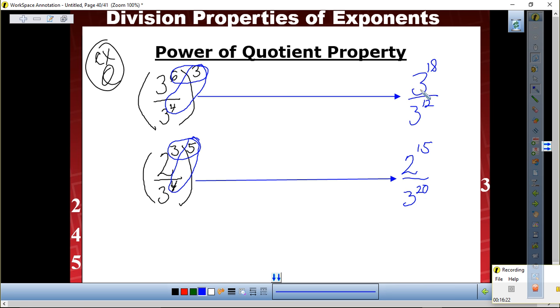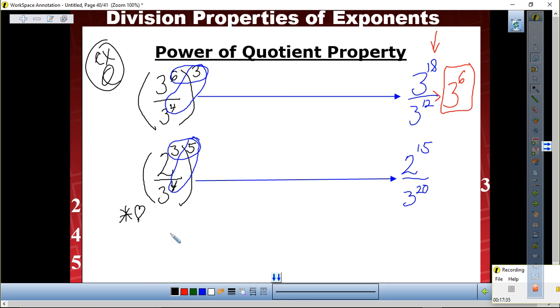However, look up really quick. So that was the power of quotient property. But yesterday's property was quotient of powers. Look at this one. Can I simplify this one? Are they the same base? Yes. 18 minus 12, that is 6. So that's the quotient of powers. But the power of quotient, you already saw how it works. Copy that. And I'll start writing down here my asterisk and my heart.